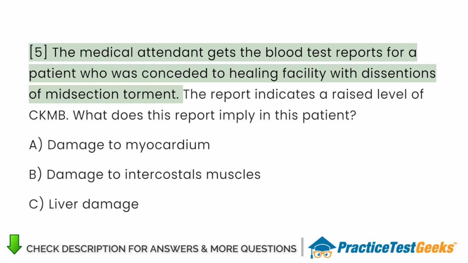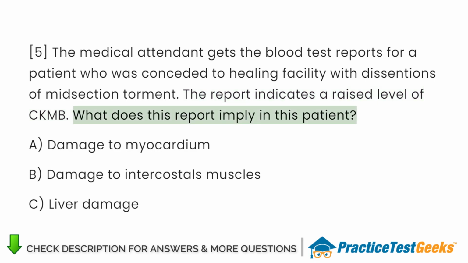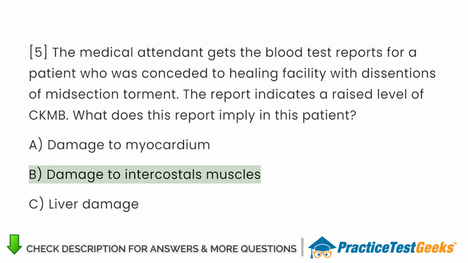The medical attendant gets the blood test reports for a patient who was conceded to healing facility with dissensions of midsection torment. The report indicates a raised level of CKMB. What does this report imply in this patient? A. Damage to myocardium. B. Damage to intercostal muscles. C. Liver damage.